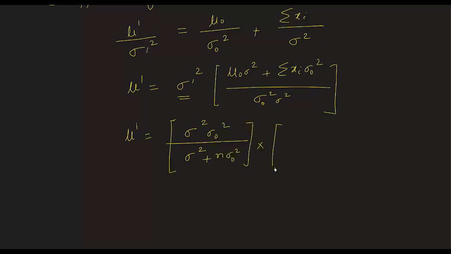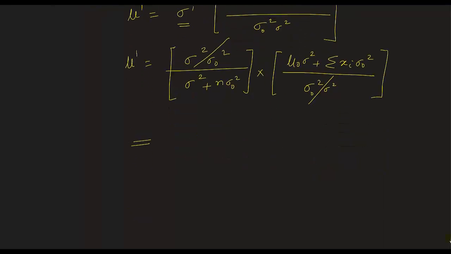This multiplied by this term, so mu naught sigma square plus summation of xi sigma naught square divided by sigma naught square sigma square. So this term cancels out basically in that case. So finally we will have mu naught sigma square plus sigma naught square summation of xi, and this divided by sigma square plus n sigma naught square. So we can further rearrange this term.